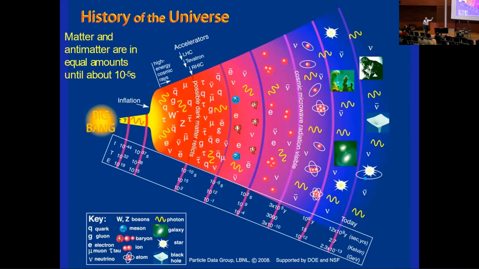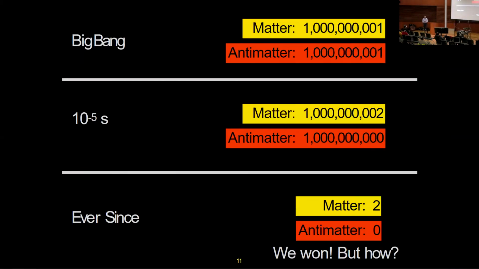Something happens in that fraction of a second when the interactions of matter and antimatter go out of equilibrium. You no longer have the same number of matter particles as antimatter particles. And we can think of this in a slightly more schematic way of looking at it. So at the Big Bang, clear at the top of the slide, there's about 1 billion and one particles of matter in the universe. There's about 1 billion and one particles of antimatter. This is just for illustrative purposes. There's way more particles than that.